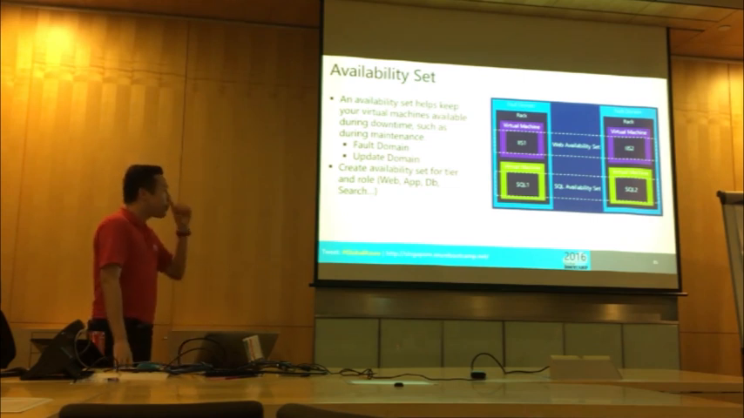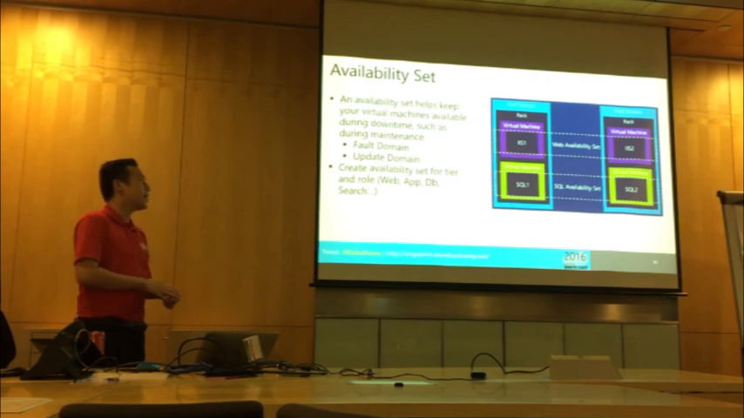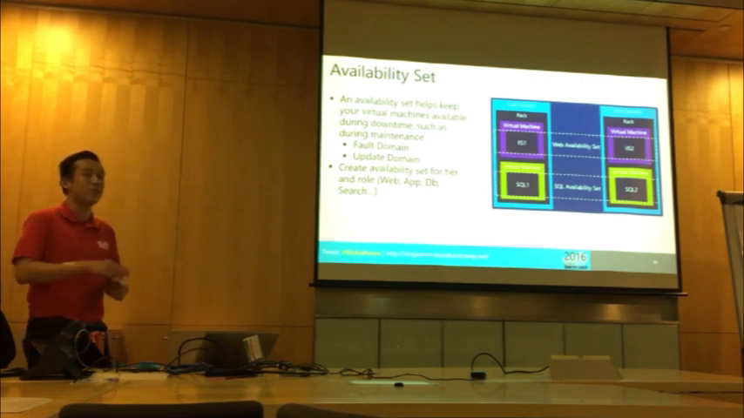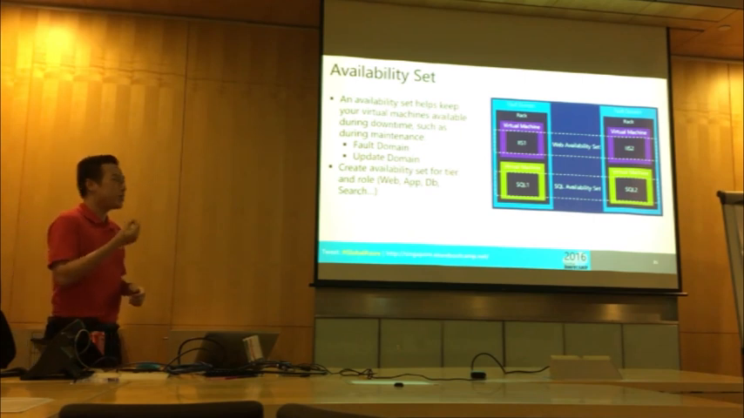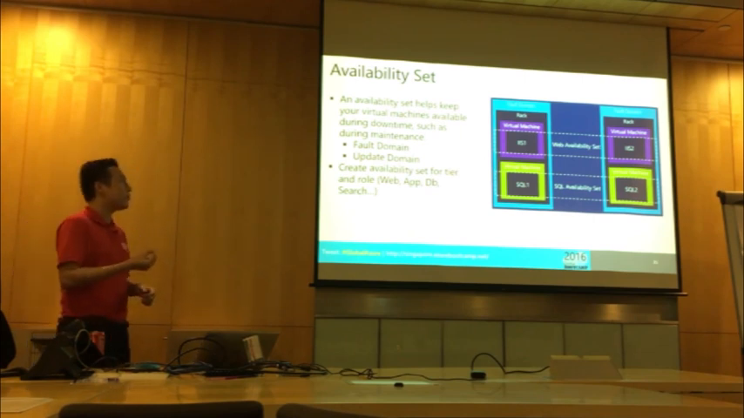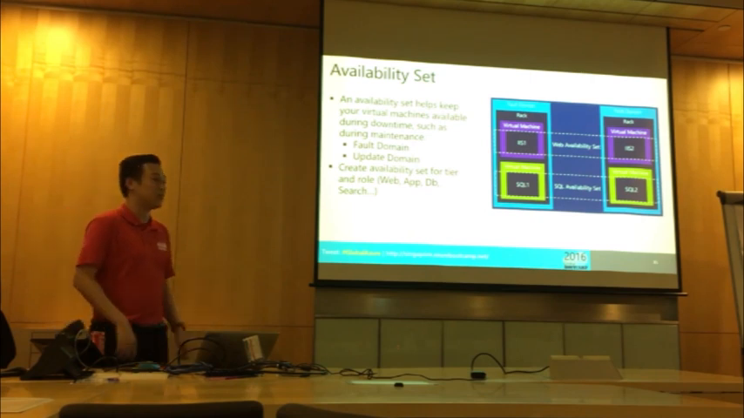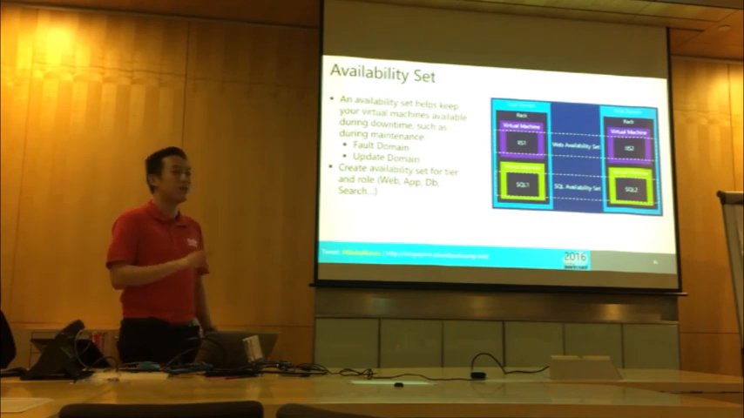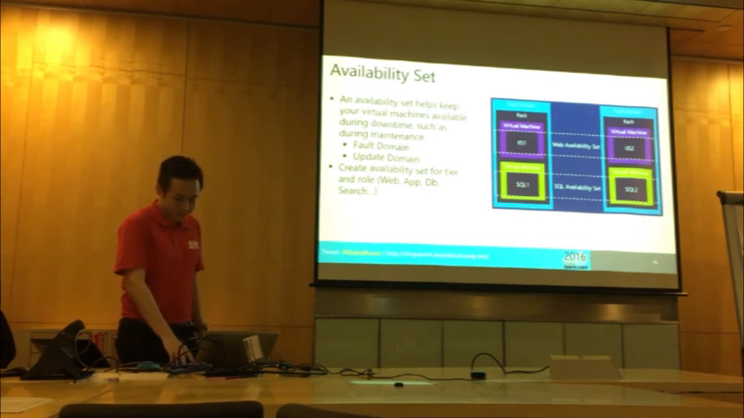One of the recommendations is to create availability sets per tier. Let's say you have a web tier, you create availability sets for the web tier. You create availability sets for the tier, for the application tier, for the AD or SQL Server tier. Different tier, different role should have different availability sets.